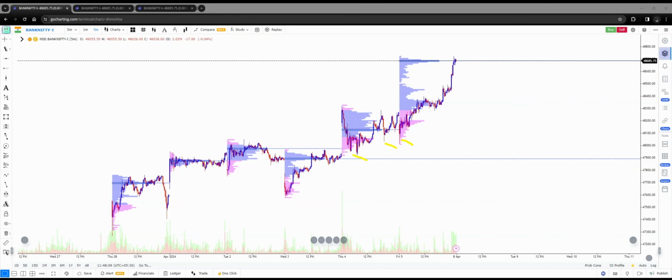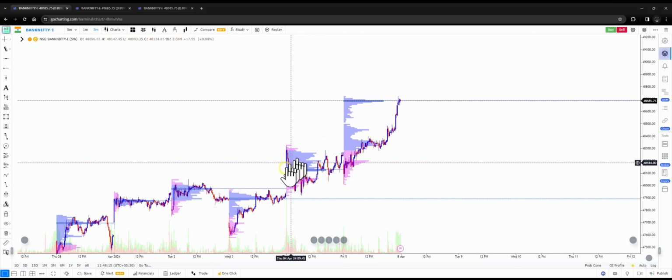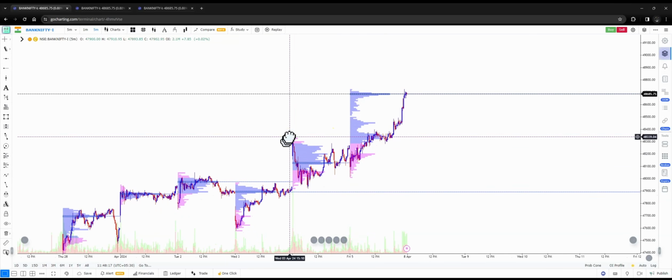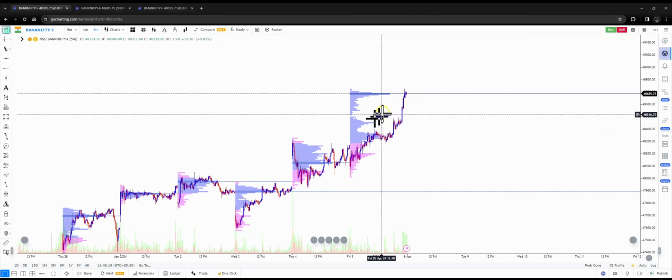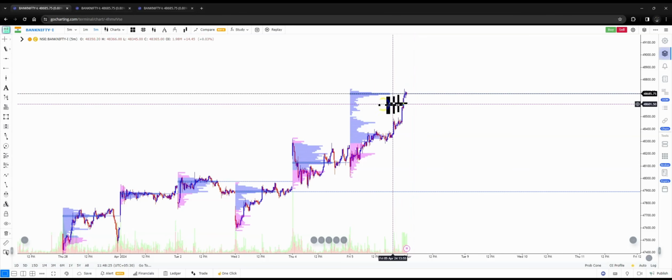So let's forget what has happened in the past. We'll dwell into this a little later or in some upcoming sessions. Now this is a breakout of the balance zone. Now it is too late to go long here, absolutely. Now how do we identify the pullback zones?